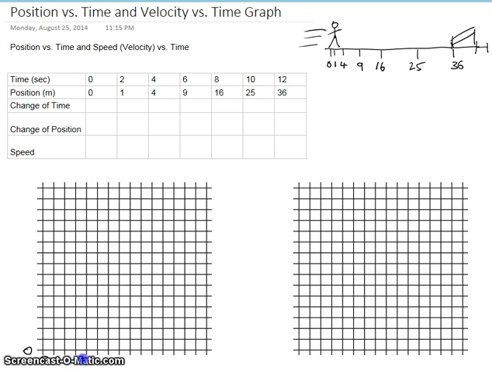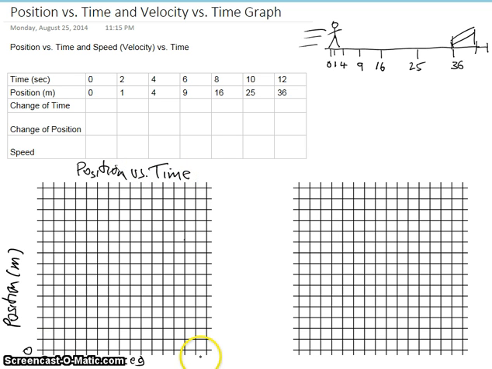So let me go ahead and mark that as being time. We're going to measure that in seconds. Okay. And our vertical axis, in this case, will be our position, measured in meters. Okay. Title of our graph: position versus time.